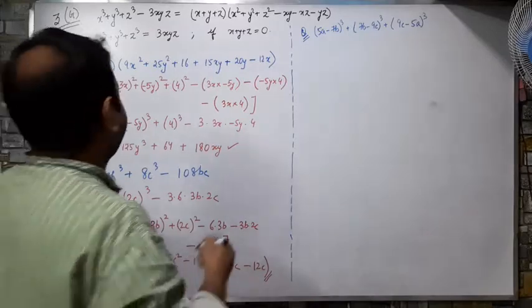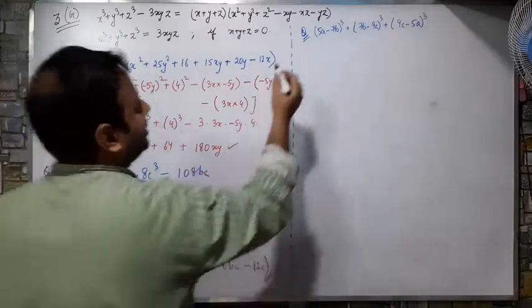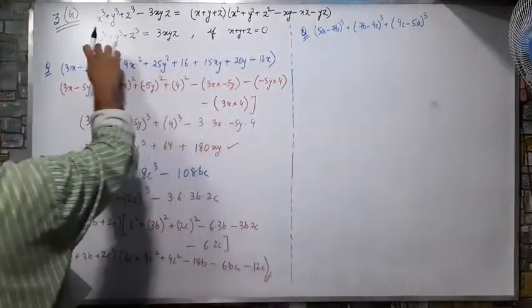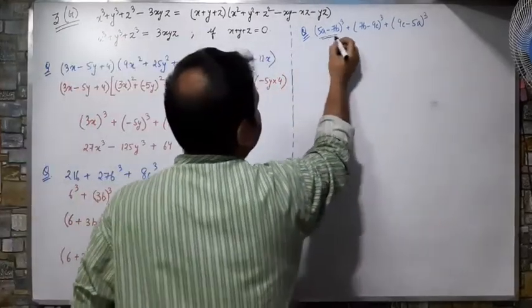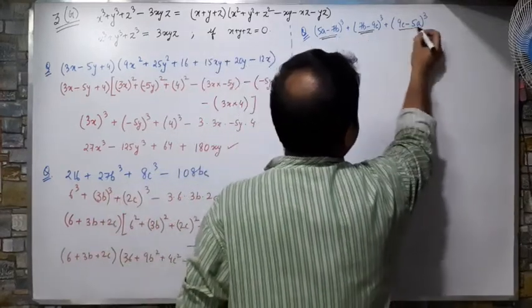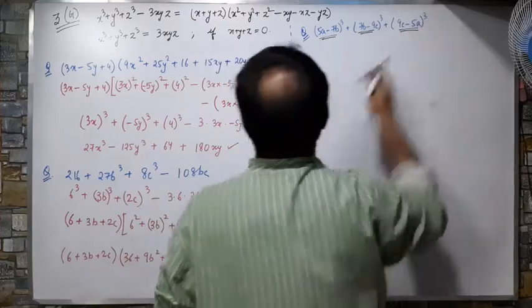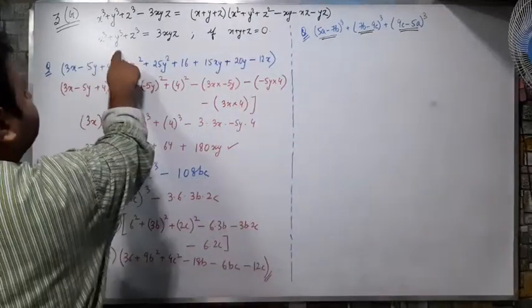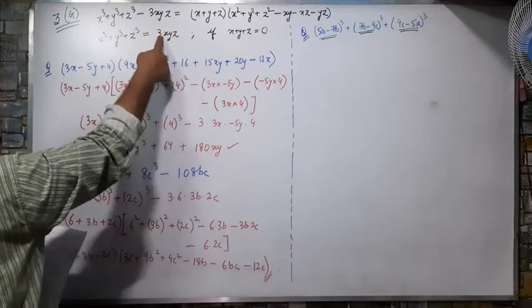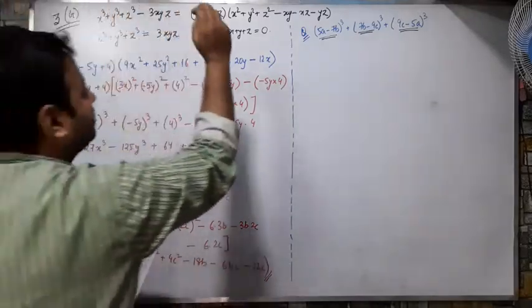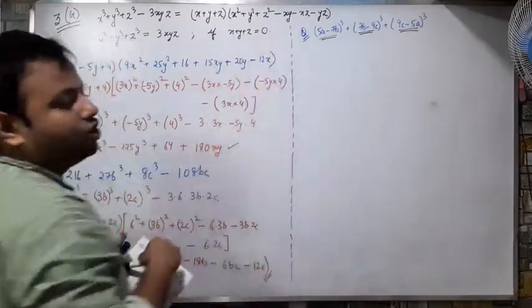If I compare this one with the formula, you will see that this represents a cube plus b cube plus c cube. This is a, this is b, and this is c. This is a cube, this is b cube, and this is c cube. So what is the formula for a cube plus b cube plus c cube? It equals 3abc. But there is a condition. What is the condition? That a plus b plus c must be equal to 0.